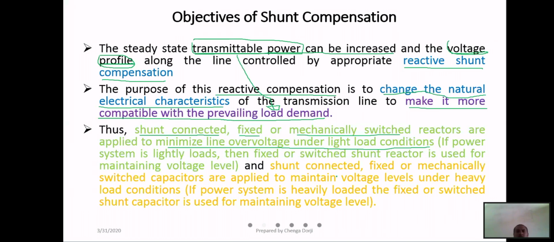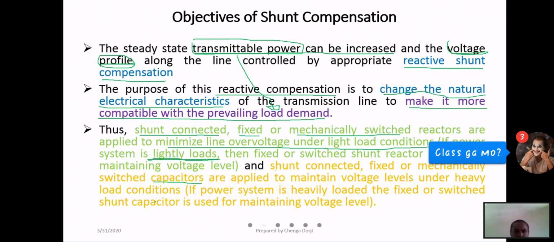Or shunt connected fixed or mechanically switched capacitor. You will use the inductor or reactor if the transmission line is lightly loaded. Now if the transmission system is heavily loaded, you will connect the capacitor in parallel. If the power system is heavily loaded, the fixed or switched capacitor is used for maintaining the voltage level, that is, the voltage profile.